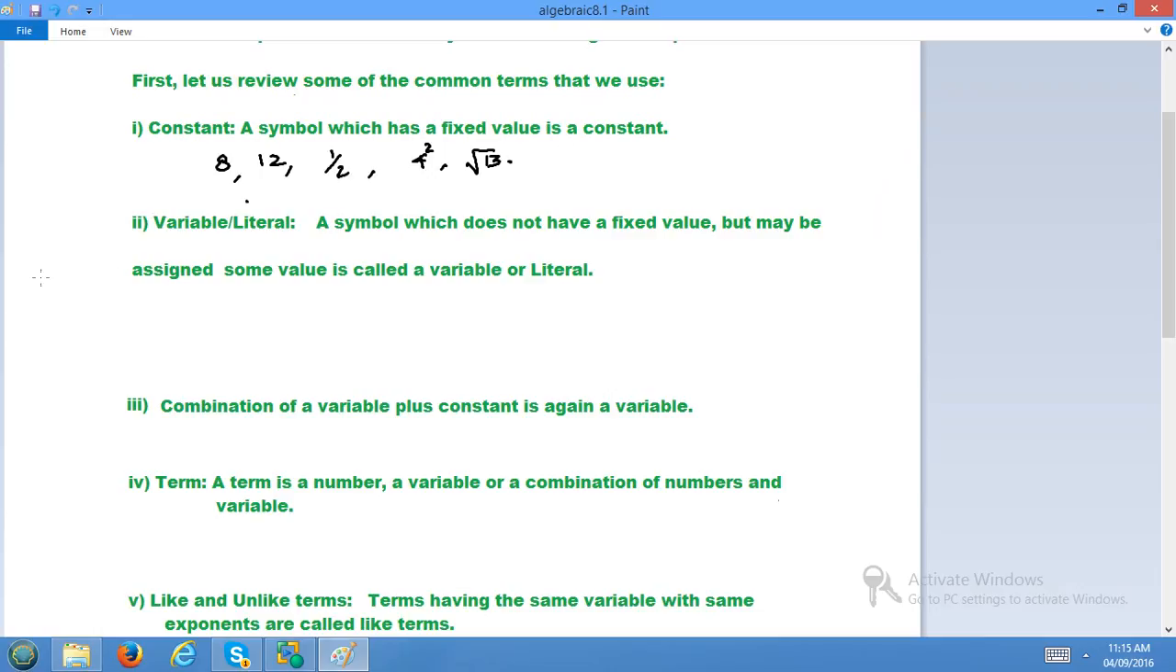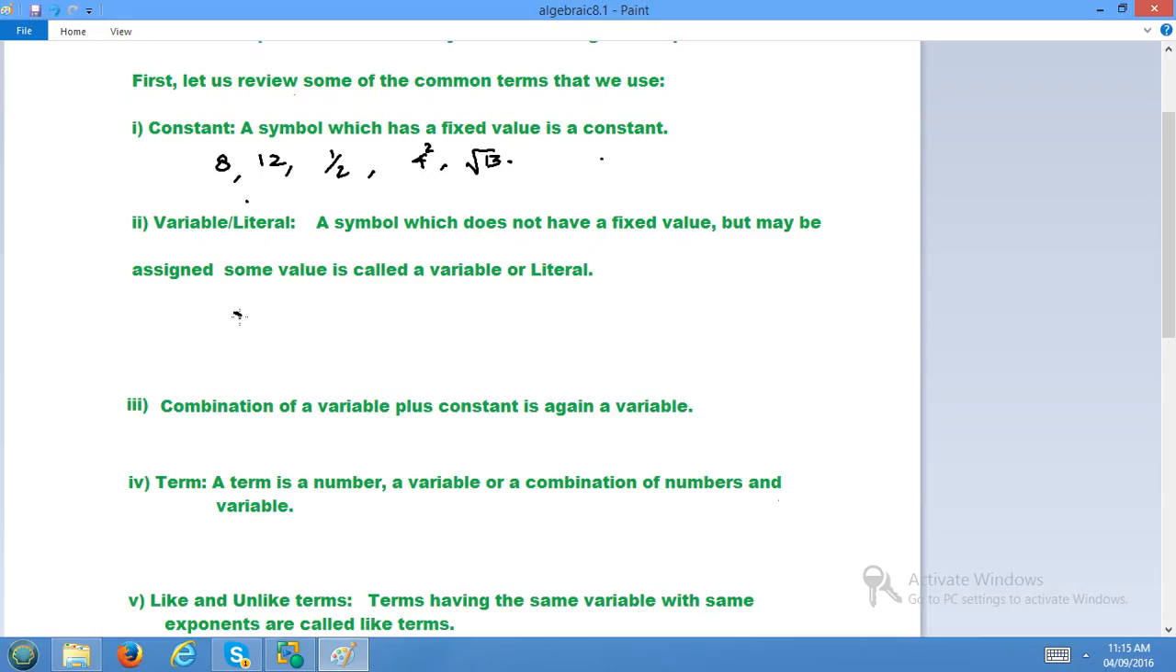Next, normally we represent x, y and so on as variables. So x, y mean variables. But sometimes they can become constants in some particular context, and we will specifically mention it as a constant in that case. Next we will see variables. A variable is a symbol which does not have a fixed value. It may be assigned some value, and it's called a variable or literal.